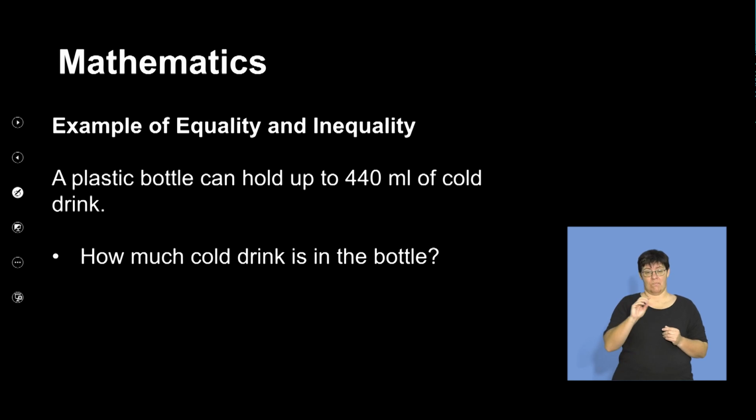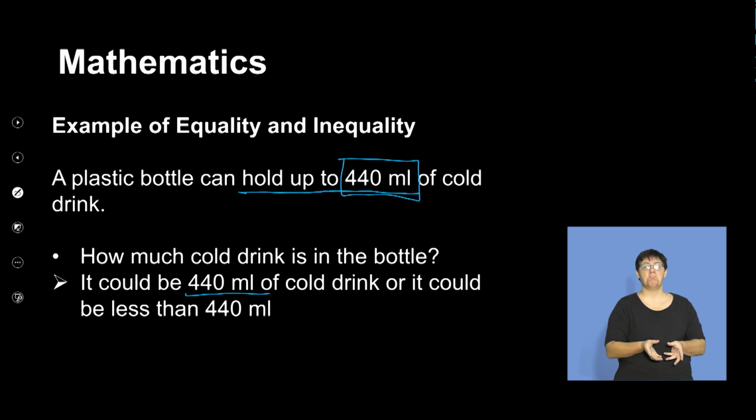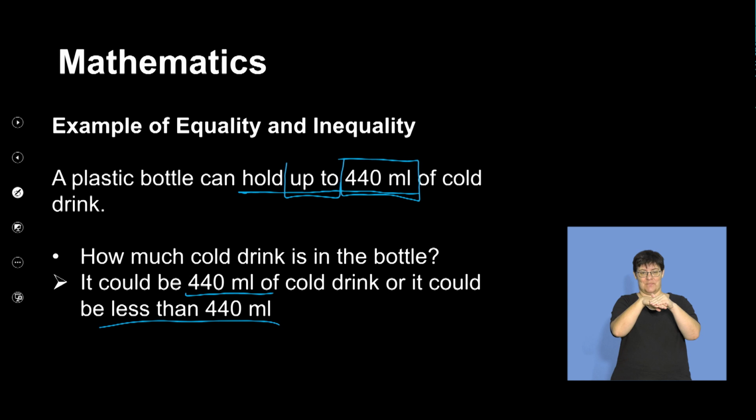In terms of an example, if I have a plastic bottle, and I am told that it can hold up to 440 milliliters of cold drink, you know, the one that we buy from the tuck shop, how much cold drink is in the bottle? So it can hold up to, meaning the maximum capacity of the bottle is 440 mils. But it can also hold less than that. So it could be 440 mils of cold drink, or it could be less than that. Why? Because the up to part means that's the maximum, but it can hold less than that.